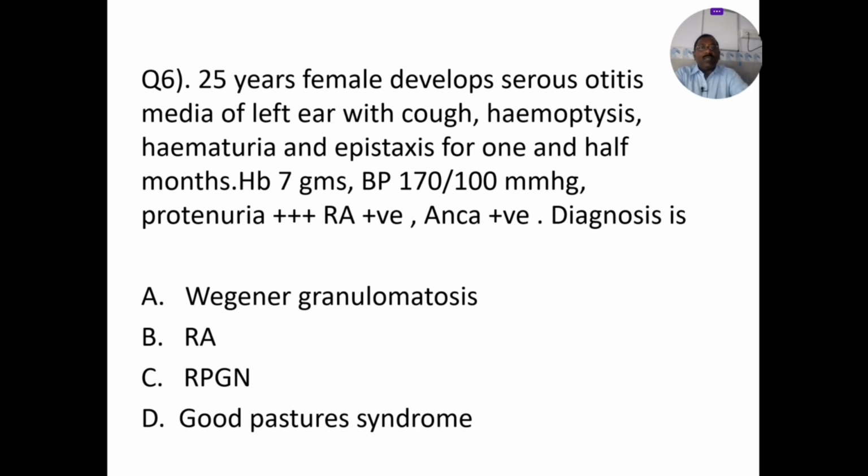Here a 25-year-old female develops serous otitis media of the left ear with cough, hemoptysis, hematuria and epistaxis for 1.5 months. Hemoglobin 7 grams, blood pressure 170/100, proteinuria positive, rheumatoid factor is positive, ANCA positive. What is your diagnosis? So Wegener's granulomatosis, or rheumatoid arthritis, or rapidly progressive glomerulonephritis, or Goodpasture syndrome.